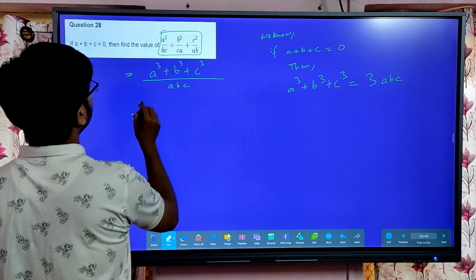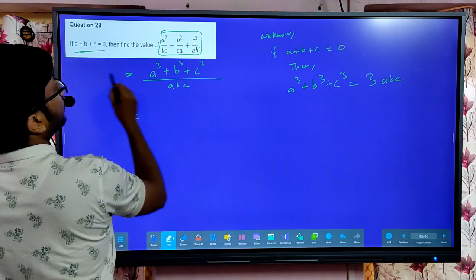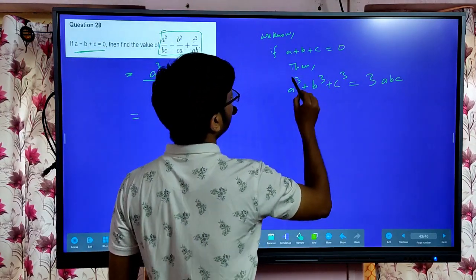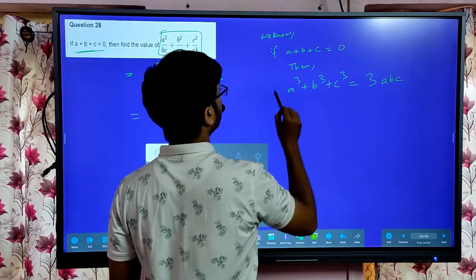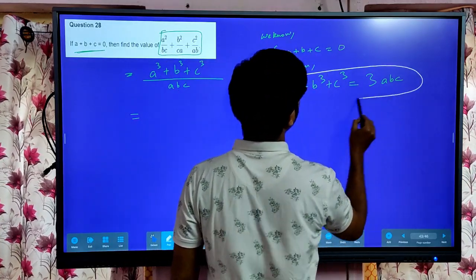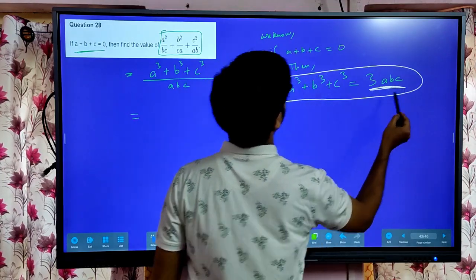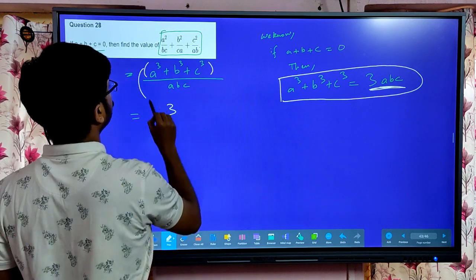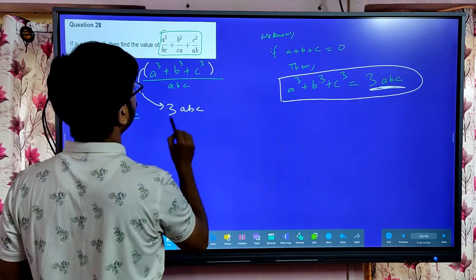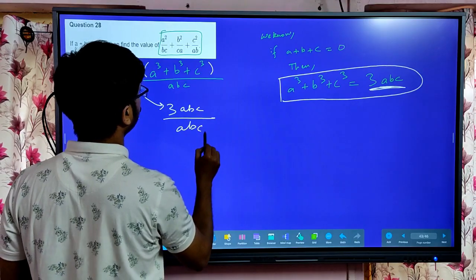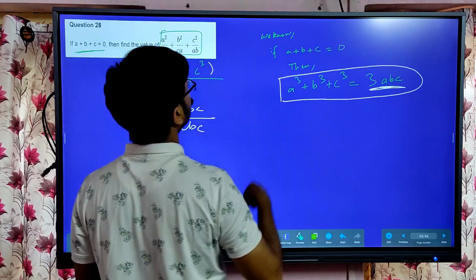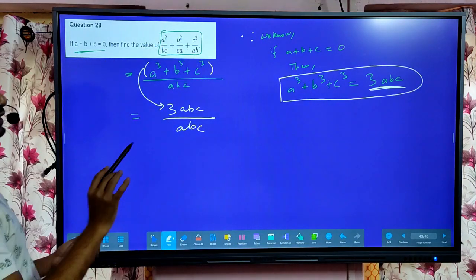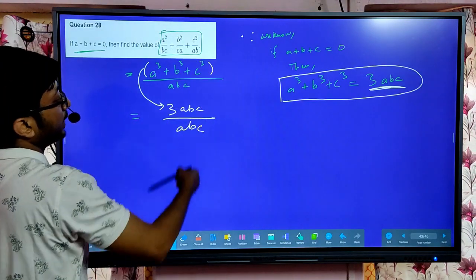So you see, if a plus b plus c is 0 given, we will write this. If a plus b plus c is 0, then a cube plus b cube plus c cube will be equal to 3abc. So in place of a cube, b cube, c cube, we will put 3abc. So here there is a cube, b cube, c cube. In the next step we will write 3abc by abc. Understood? First, you listen. First, you will simplify this and write.